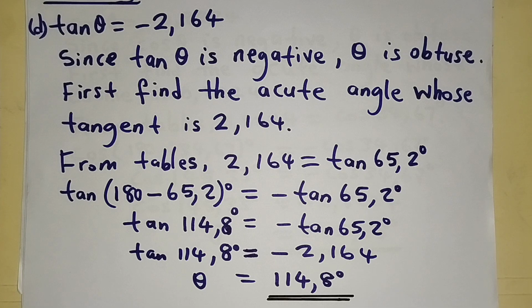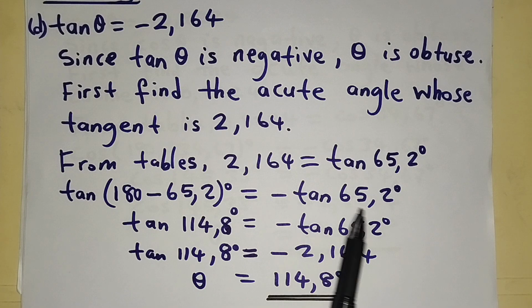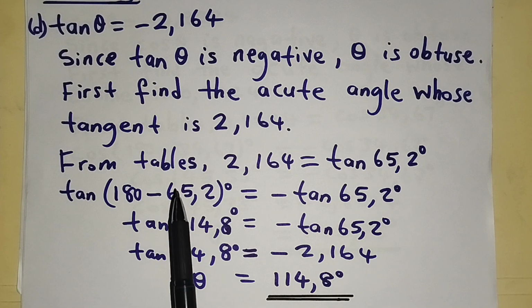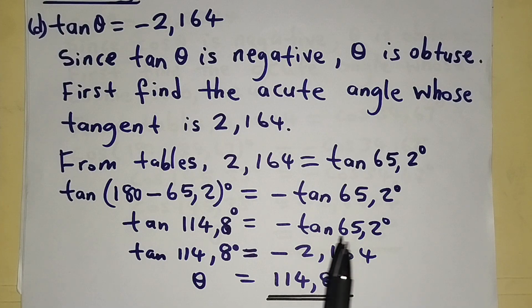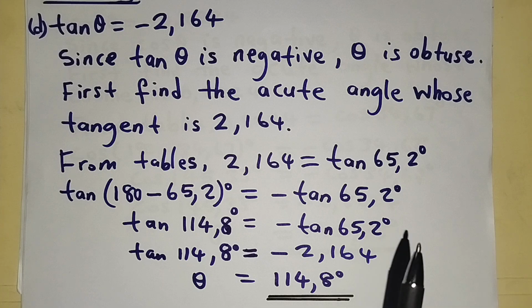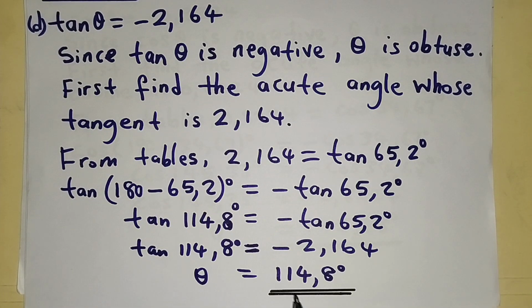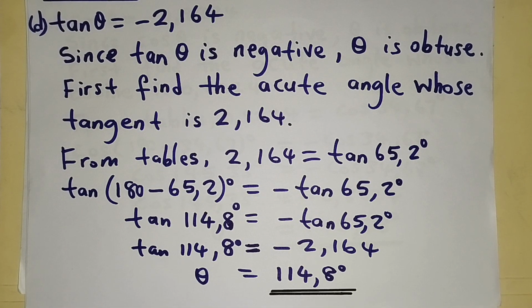Remember also in this case that if theta is obtuse, tan theta equals minus tan of 180 degrees minus theta. So tan of 180 minus 65.2 degrees equals minus tan 65.2 degrees. Here we get tan 114.8 degrees equals minus tan 65.2 degrees. Remember, tan 65.2 degrees equals 2.164. Therefore, tan 114.8 degrees equals minus 2.164. Therefore, in this case, theta is obtuse. Theta equals 114.8 degrees.